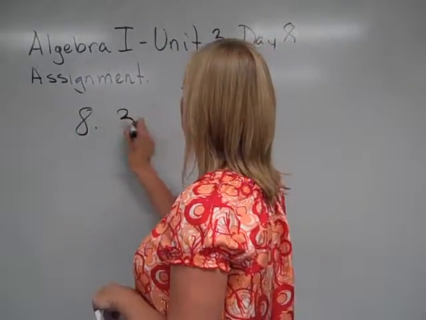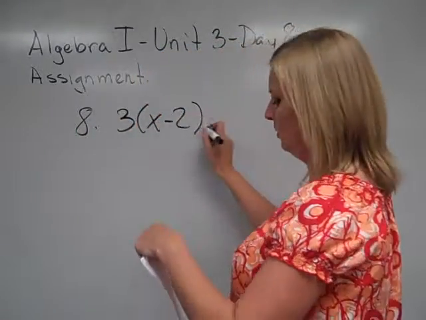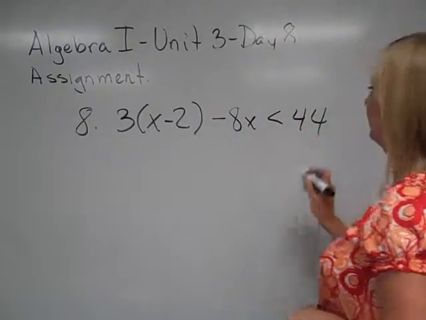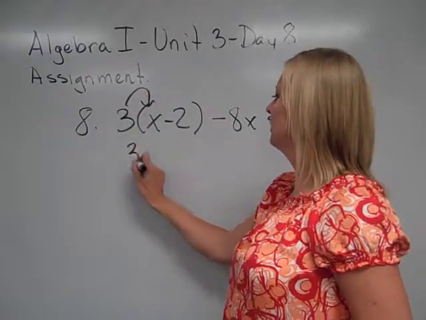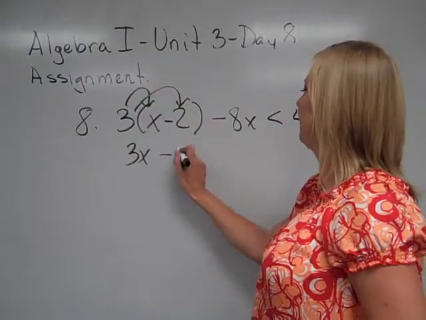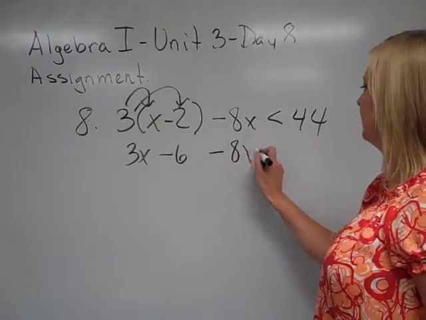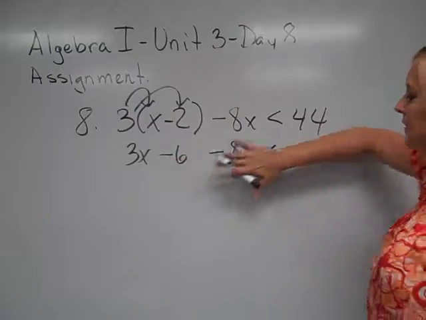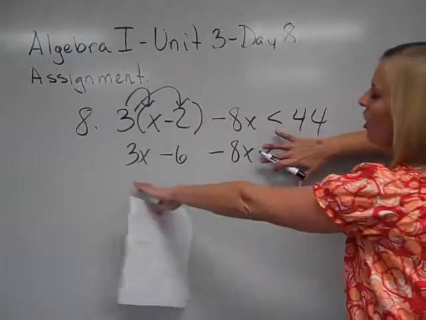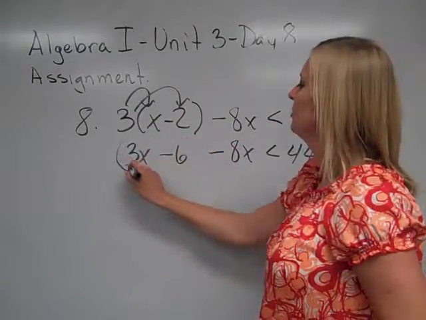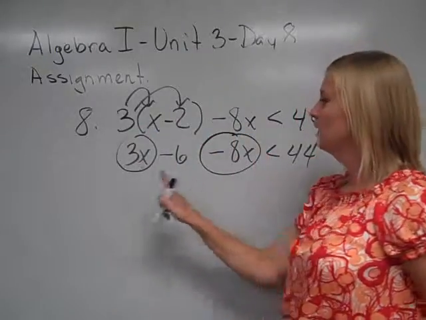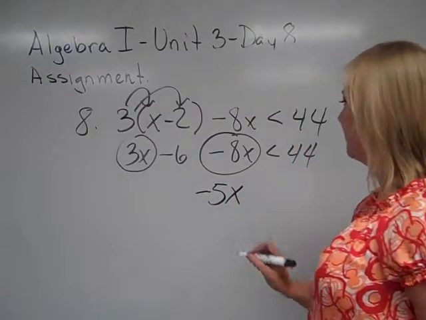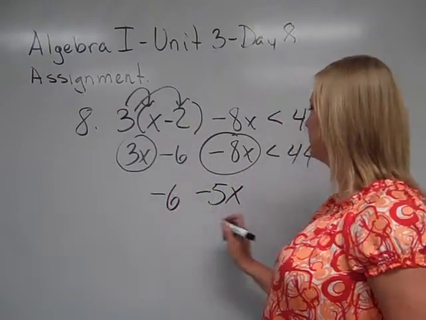Number 8. 3 times the quantity x minus 2, minus 8x is less than 44. Let's distribute. 3x minus 6 minus 8x is less than 44. Now notice, we have 3x's here and 8x's here, all on the same side of the inequality. So we can combine these like terms. We have 3, we lost 8, for a total of negative 5x's. Drop this negative 6 down.